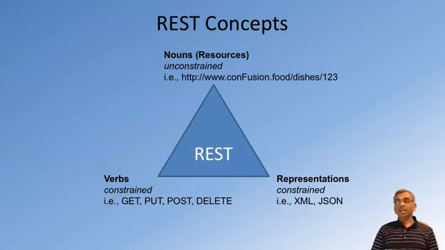In the REST world, you often hear people talking about nouns, verbs, and representations. Now, we'll clarify each one of these in a little more detail in the next few slides. Nouns specifically refer to resources, and these resources are usually identified by their URLs, and these are unconstrained. Verbs are constrained, and these specify the actions to be done on the resources. And representations, as we see, when the information needs to be conveyed from the server to the client or from the client to the server, how you encode the information, typically either using JSON or using XML.